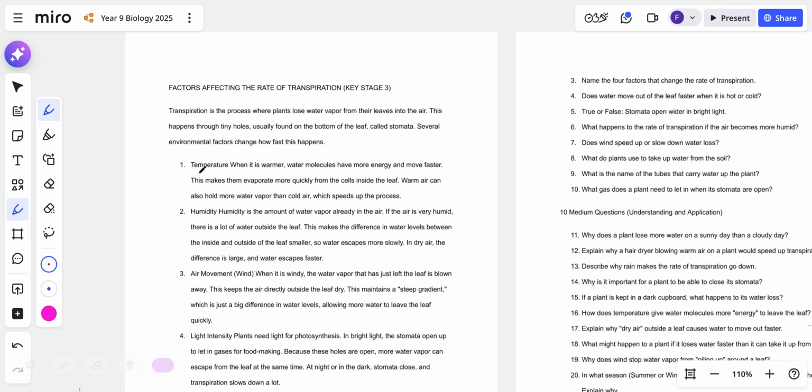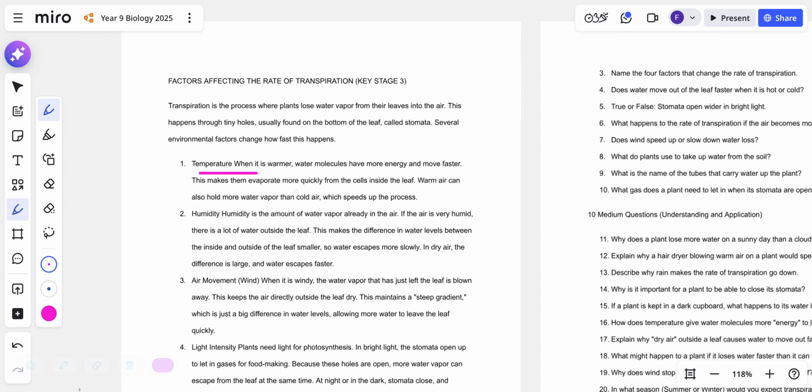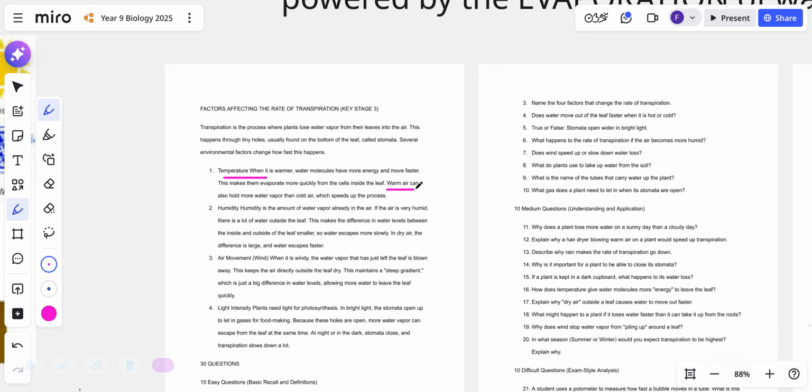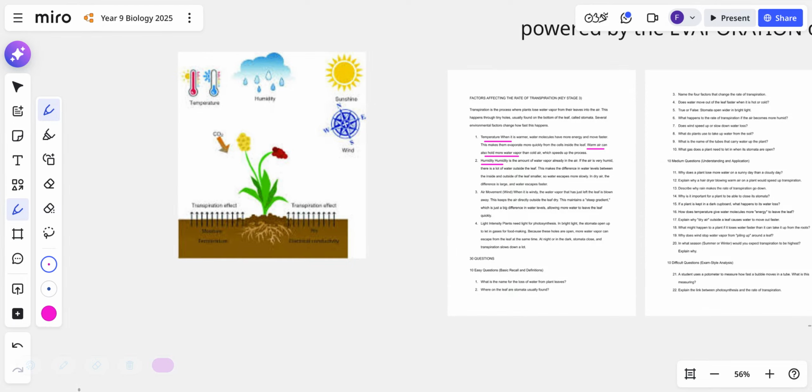Well, temperature. Okay. The hotter it is, water molecules have more energy and move faster. I'm going to add a bit of physics into that. That is called kinetic energy. So when something moves faster, a little bit of physics that we did, that's kinetic energy. But anyway, let's leave that. So the warmer it is, the faster the water molecules move, and that means they evaporate quicker. All right. And the other thing, warm air can hold more water vapor, and water vapor is really important. If you picture a tropical rainforest, it is hot and it is just full of water vapor and sticky and humid.